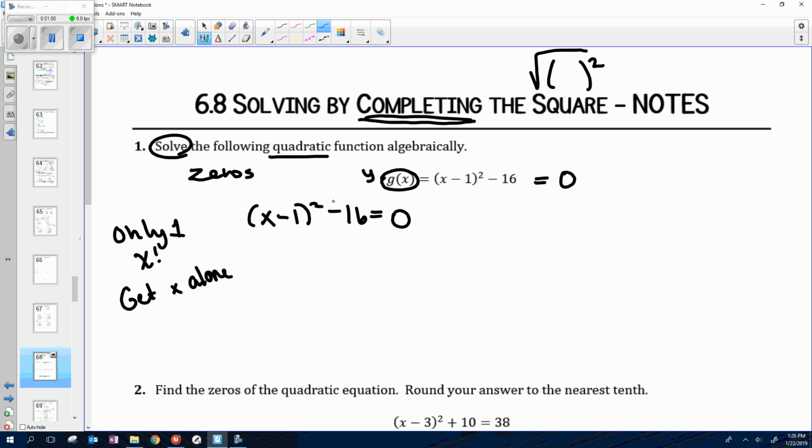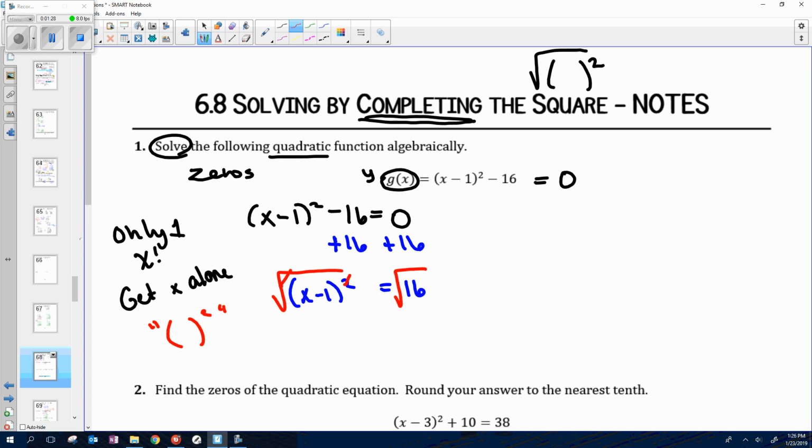If you only see one x, you are going to get x alone. And so I'm going to add the 16 over to the other side. I have x minus 1 squared equals 16. And now that the square is alone, sometimes I call that isolating the weird guy. And the weird thing in this case is the square. Now that he's alone, I can take a square root on both sides of the equation. And the square root gets rid of the square.